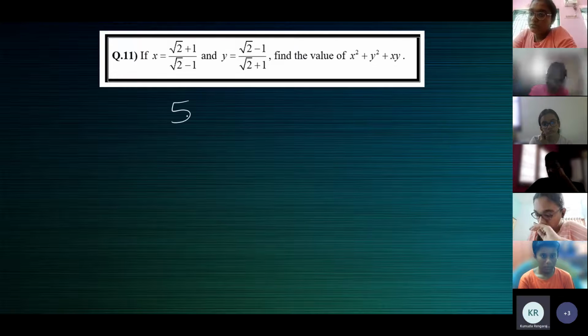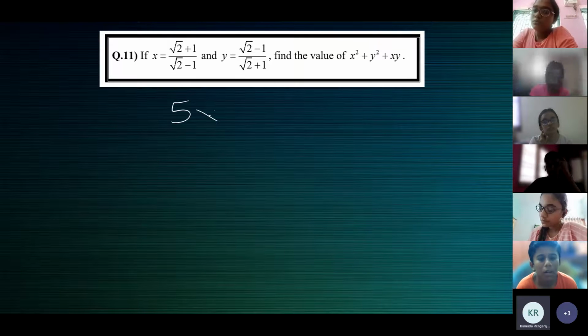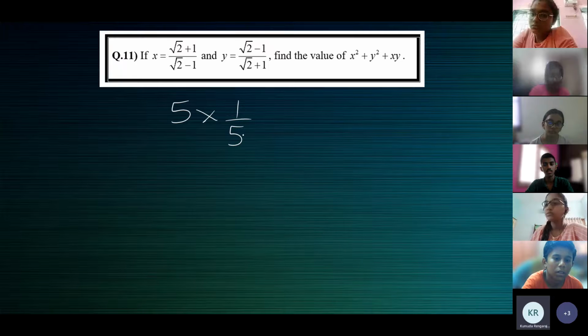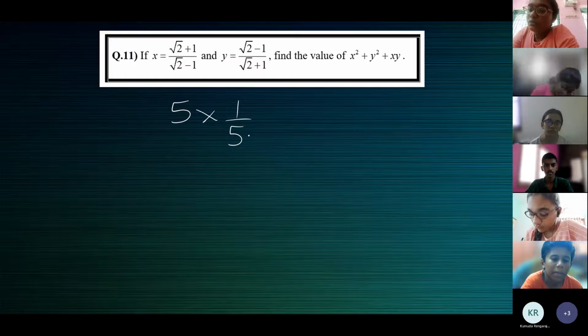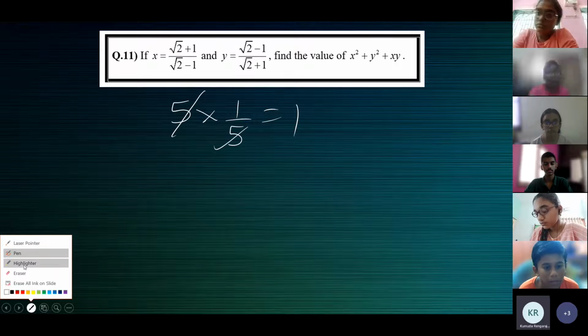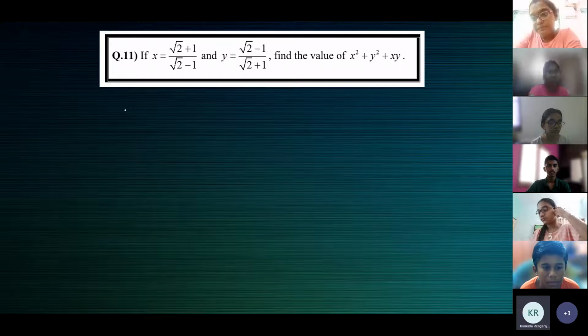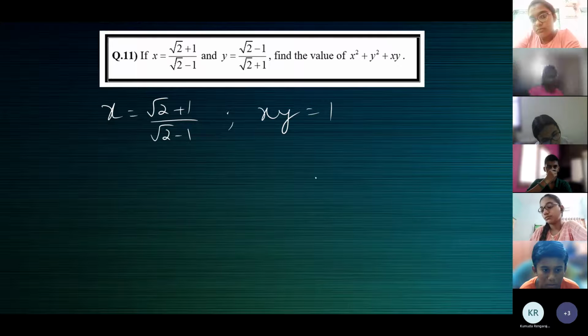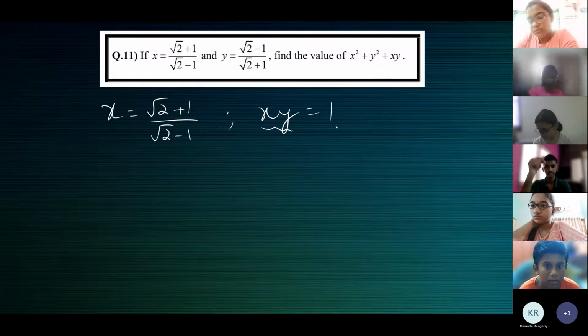Now, what is the product of a number and its reciprocal? One. So sometimes they give you the information like this. They'll give you x is equal to root 2 plus 1 by root 2 minus 1, and then they'll say xy is equal to 1. That is, the product of x and y is 1.